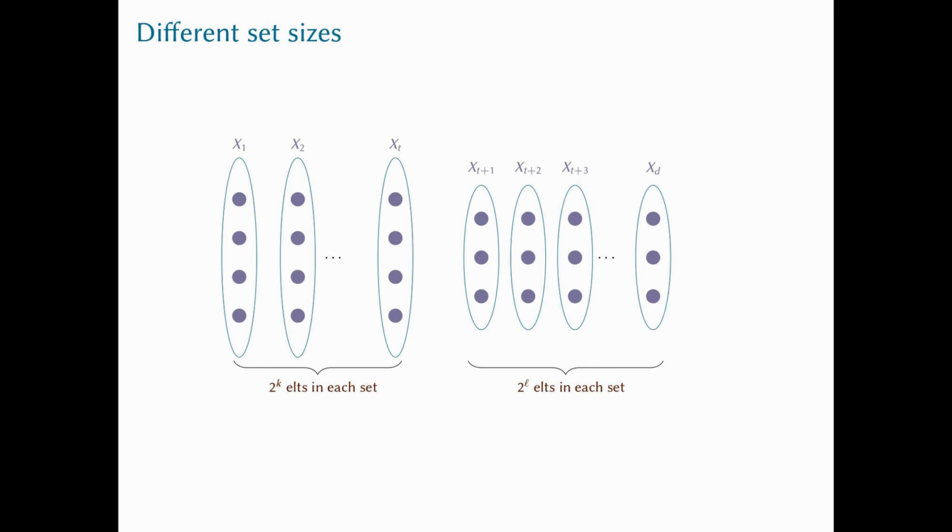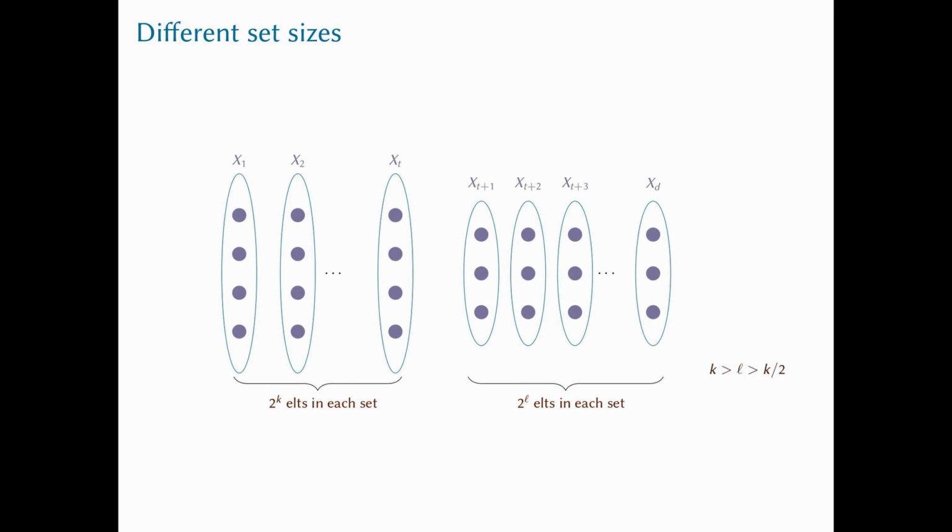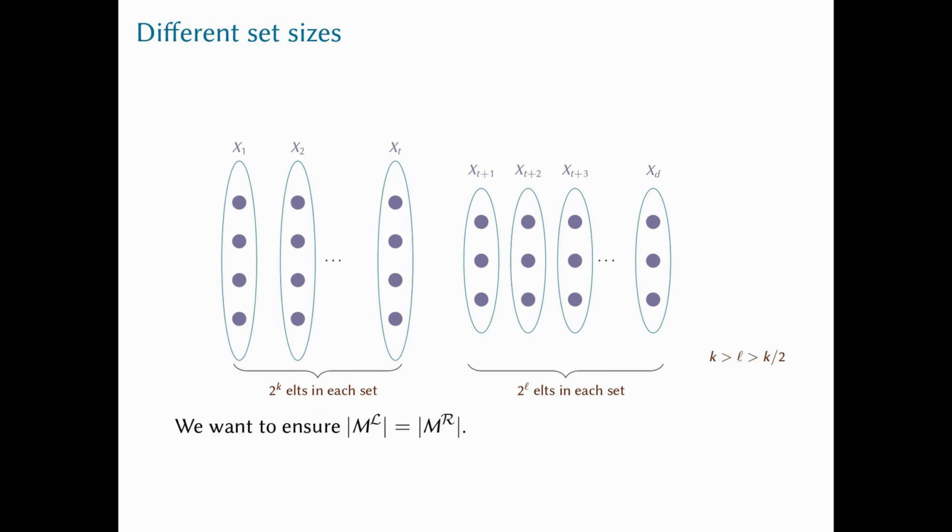Let's focus. We take on the left t sets of variables, where each set has size 2 to the k. On the right, we have d minus t sets, and the size of each set will be 2 to the l. So at the end, we really have d sets as we wanted. We'll say on the left we take a large set, on the right a small set. So let's take k larger than l, but we do not want l to be really smaller. So we'll say that l will always be at least k divided by 2.